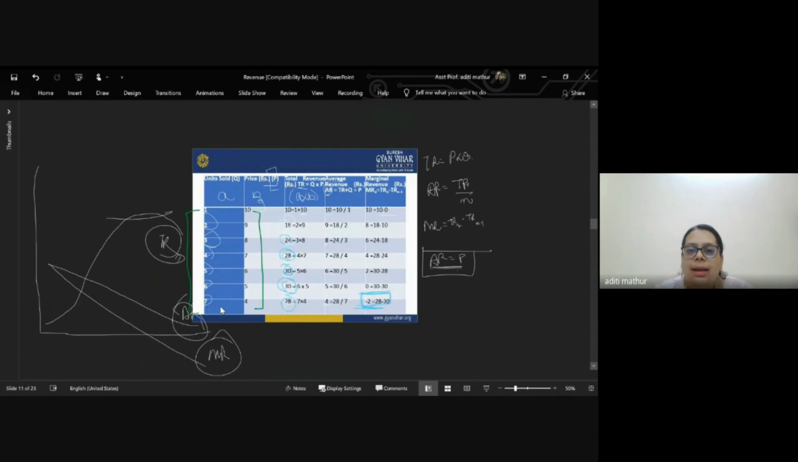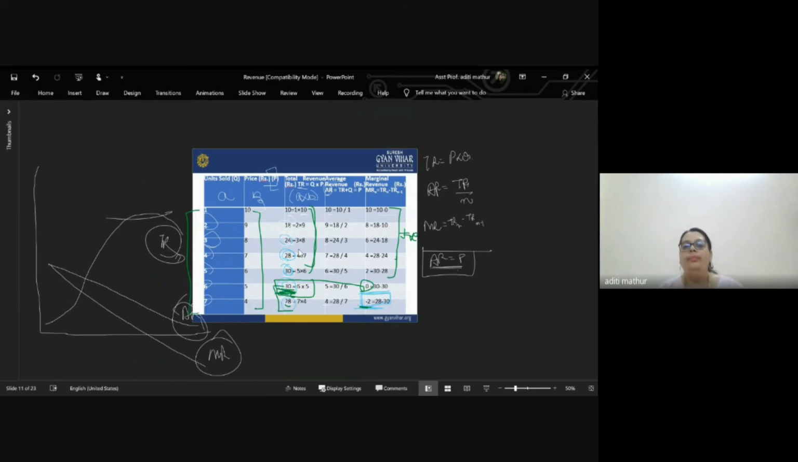So you can see in the diagram also, in the schedule also, that when your marginal revenue is zero, our total revenue is at its maximum, 30. And when it becomes negative, you see there is a dip in our TR also. It becomes 20. At the initial level, your TR is increasing when your MR is positive, but it is increasing at a diminishing rate, right?